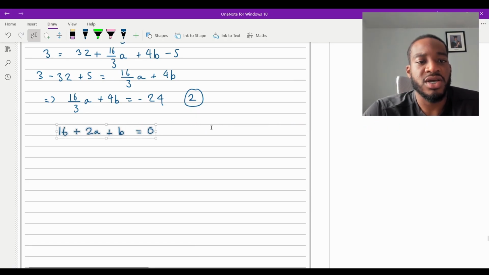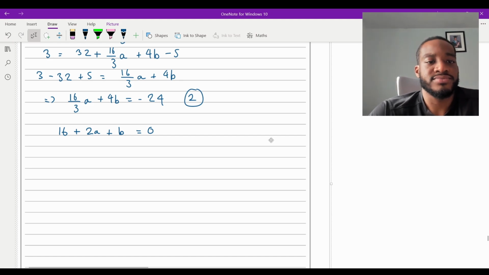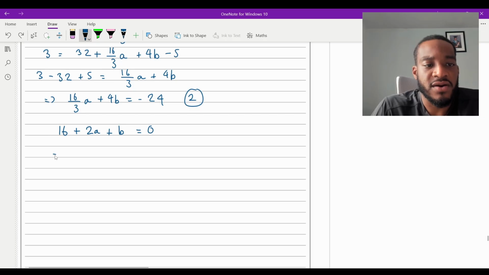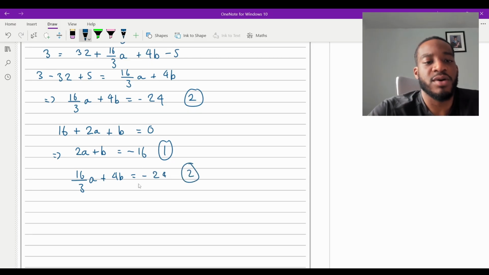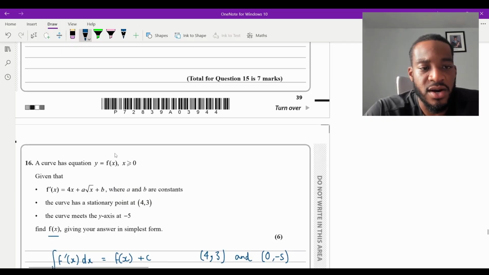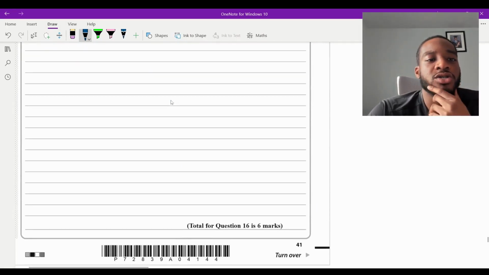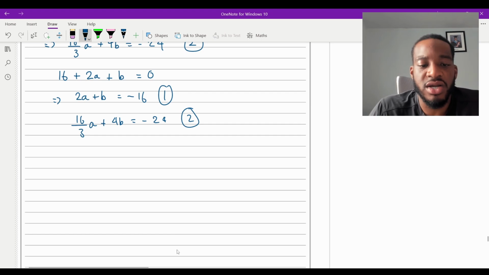Based on that, I've got 2a plus b is going to equal -16. That's equation 1. And then equation 2, I'm going to write again: 16 over 3a plus 4b is going to equal -24. I've got two equations. I can just punch this into my calculator now, can't I? It doesn't say anything about not using the calculator for technology, so I can just solve this simultaneously on the calculator.